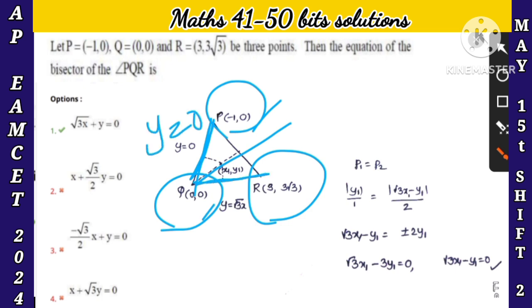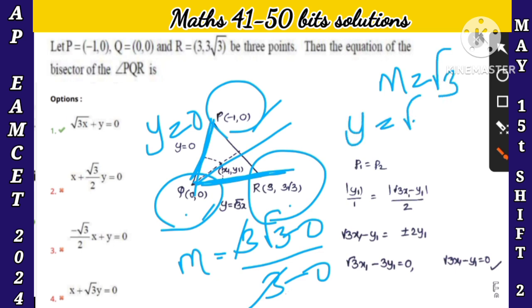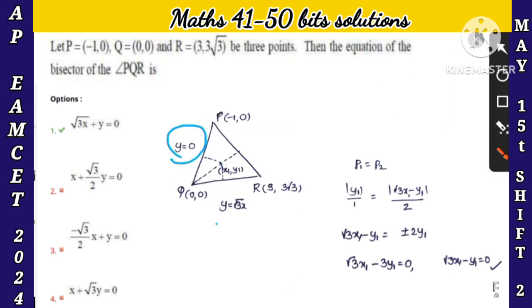What is the equation of QR? First find the slope value. m is equal to (y2 minus y1) by (x2 minus x1), that is (3√3 minus 0) by (3 minus 0). Cancel the 3, so the value of m is equal to √3. Now what is the equation of this line? y is equal to mx, that is y is equal to √3x. So the equation of PQ is y is equal to 0, and the equation of QR is y is equal to √3x.